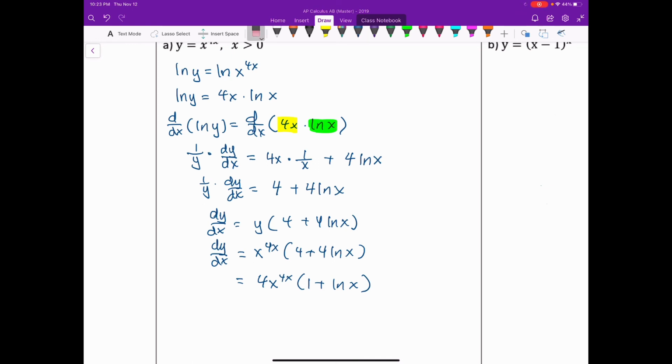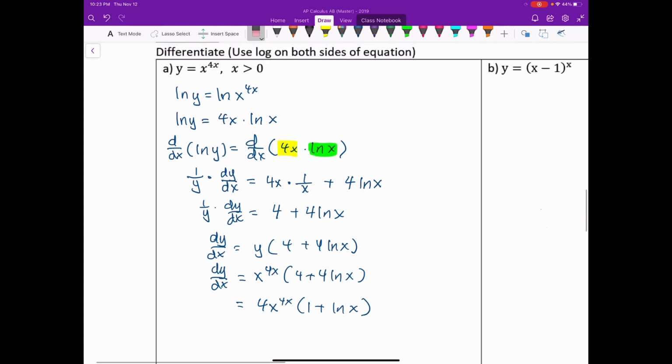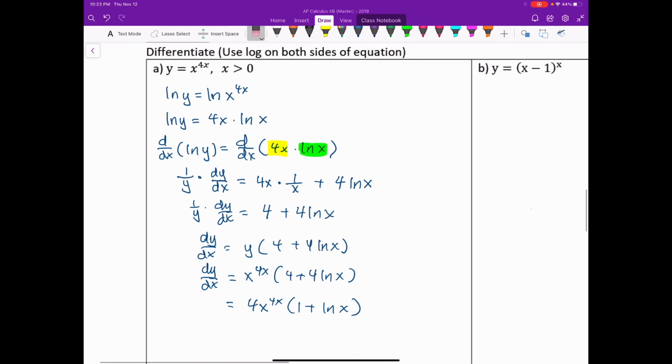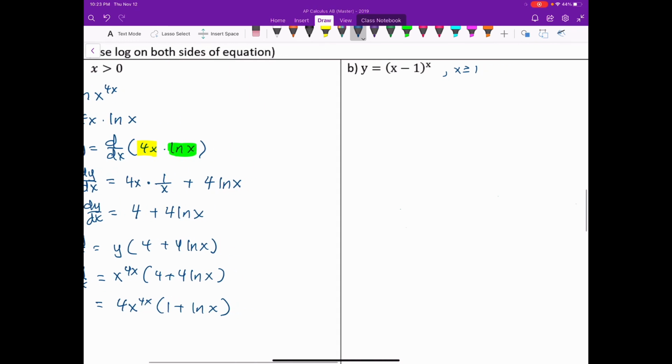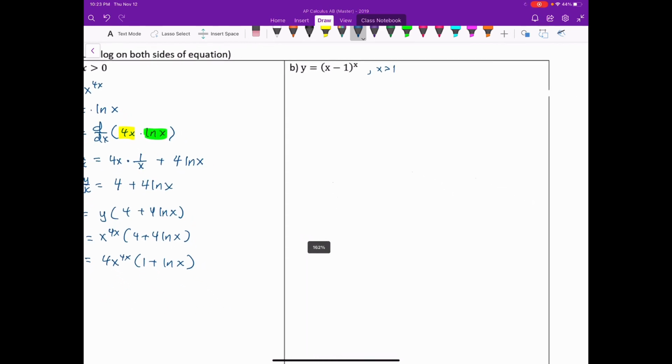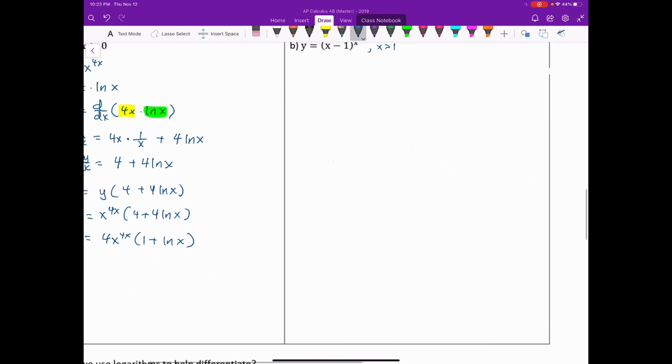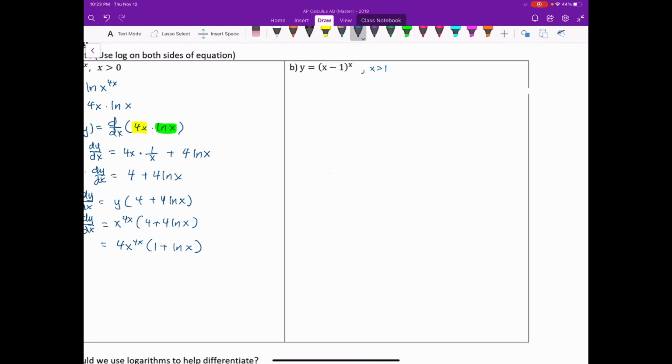And again, x has to be greater than or equal to 0 because the base has to be non-negative. For part B here, we also need a restriction, and it is x has to be greater than or equal to 1. No, greater than, not equal to. It doesn't make any sense. So here, greater than 1 in this case, so that we don't get a base that's negative. All right, now try B on your own. Pause the video, give it a shot, and then see if you get the right answer.